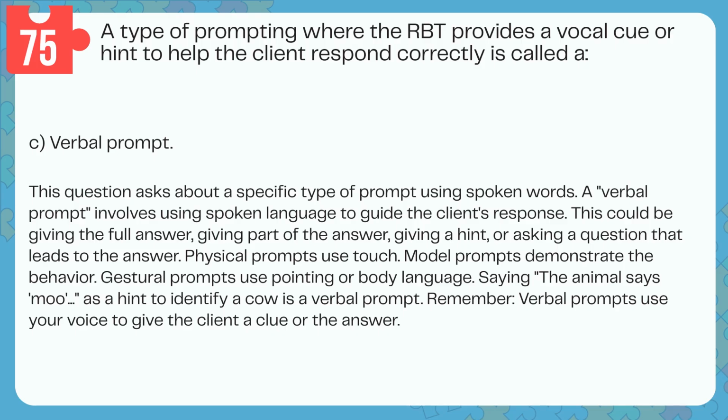A verbal prompt involves using spoken language to guide the client's response. This could be giving the full answer, giving part of the answer, giving a hint, or asking a question that leads to the answer. Physical prompts use touch. Model prompts demonstrate the behavior. Gestural prompts use pointing or body language. Saying the animal says moo as a hint to identify a cow is a verbal prompt. Remember, verbal prompts use your voice to give the client a clue or the answer.